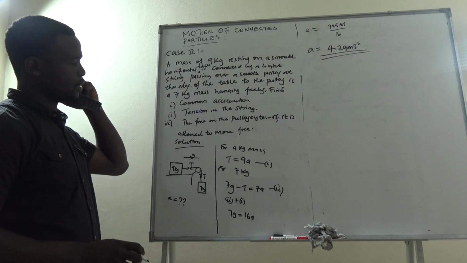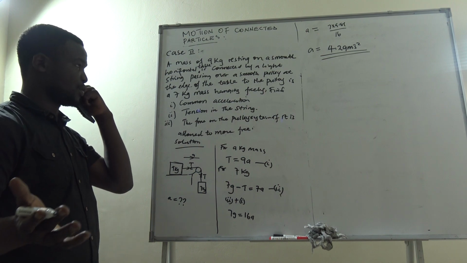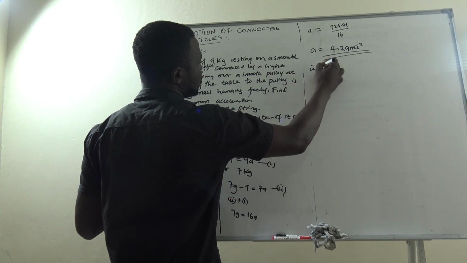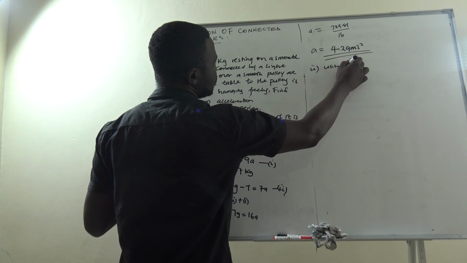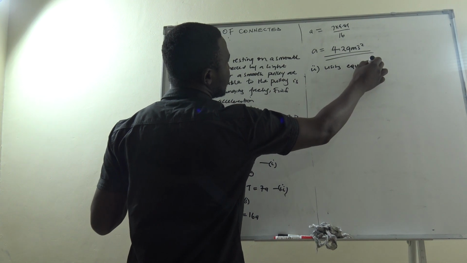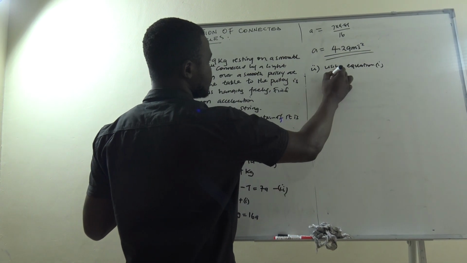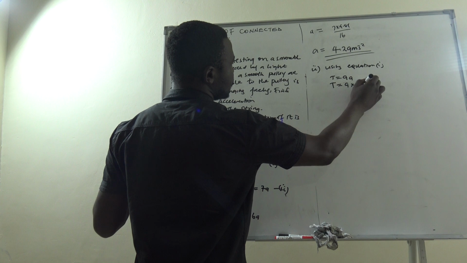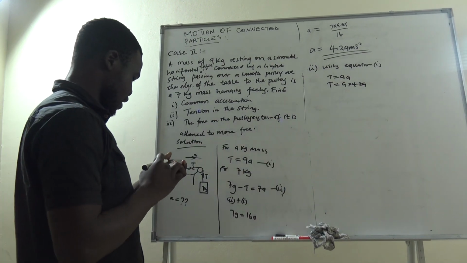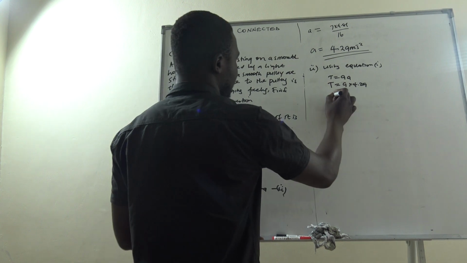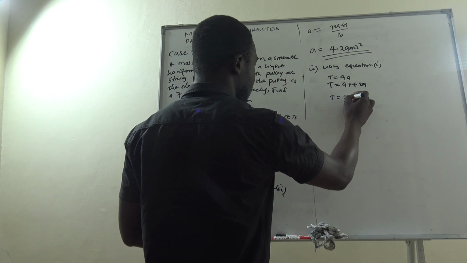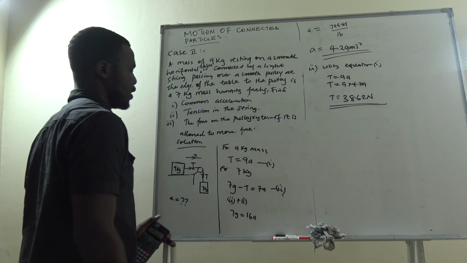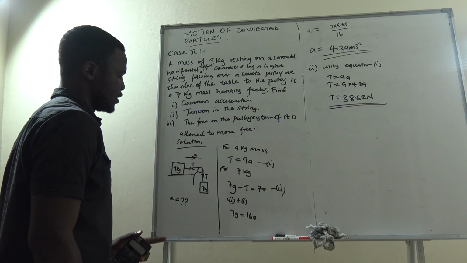So Roman numeral 2, they said we should calculate the tension in the string. So how do we calculate tension? We use any of the expressions. So we can say, maybe using equation 1. Equation 1 said that tension was equal to 9a. Therefore, our tension will be 9 times 4.29. So I come and say my answer times 9, and my tension here is 38.62 Newton. And I've calculated my tension as easily as that.